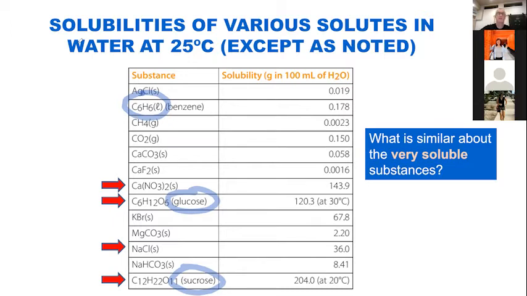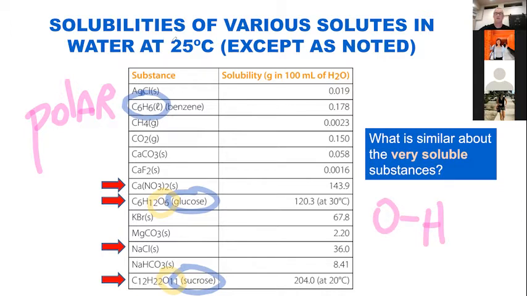Notice they both have a lot of oxygens. Glucose has 6 of them, and sucrose has 11 of them. And when you have a lot of oxygens in a molecule, you generally have a very polar molecule. And so really polar molecules dissolve in really polar solvents very well because they both have dipole-dipole interactions. And in the case of glucose and sucrose, they both have oxygens covalently bound to hydrogens.